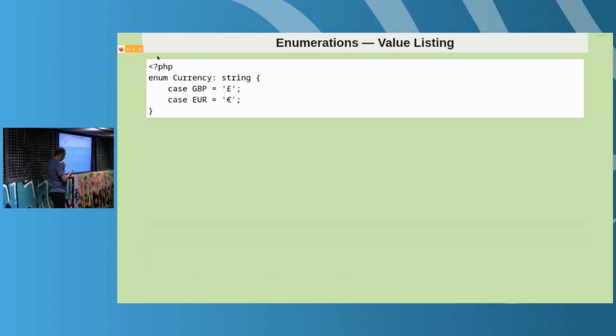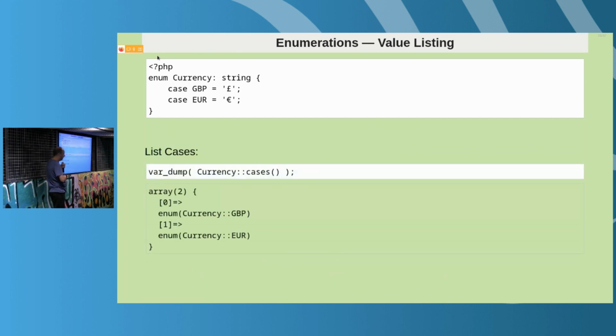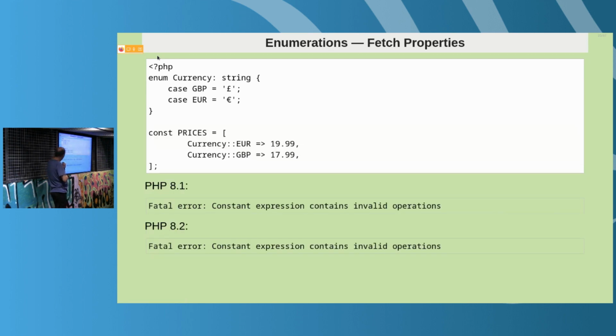A few more things with enumerations. You can list all the cases and you get back the enumeration values, not the backed values. You can then loop over them and do things with it, whatever you want to do. You can also do properties. Oh no, actually you can't. You get errors. So some people wanted to have a global constant where you have a currency value on the left-hand side and then matching that with a number.